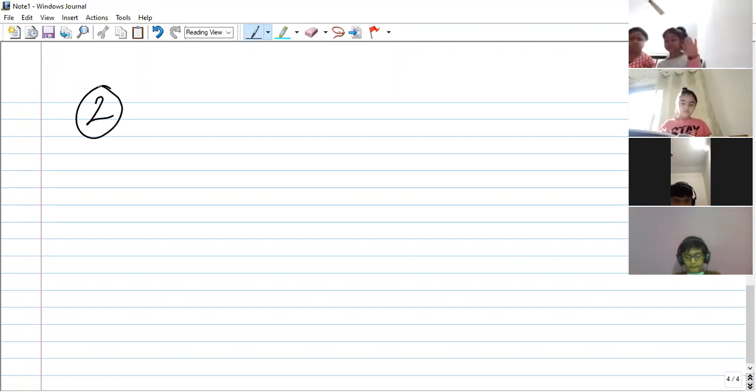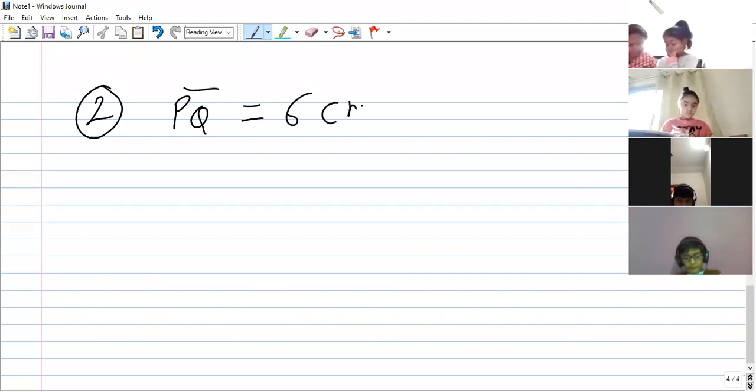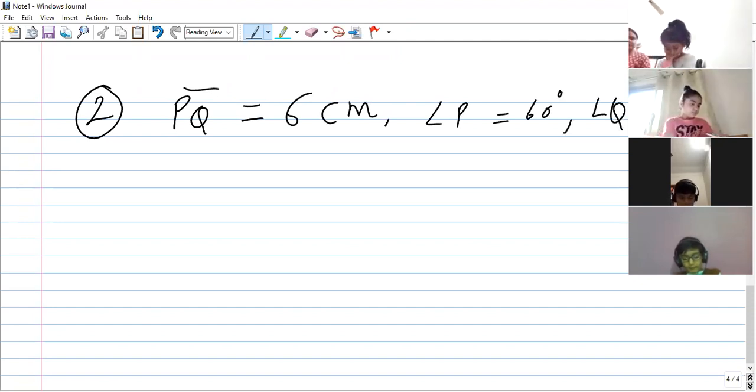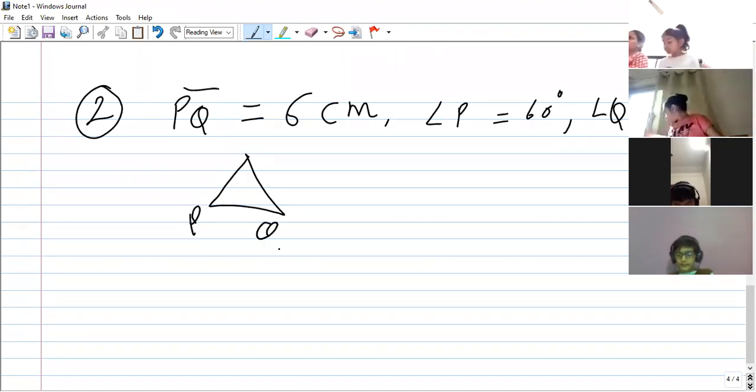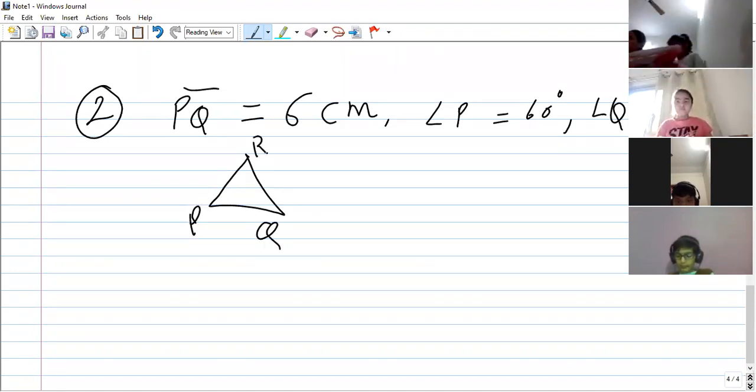So example one we did for 7 centimeters. Now second example: draw line segment PQ of 6 centimeters, angle P equals 60 degrees, angle Q equals 60 degrees, and draw the angle PQR, and measure all the three angles.